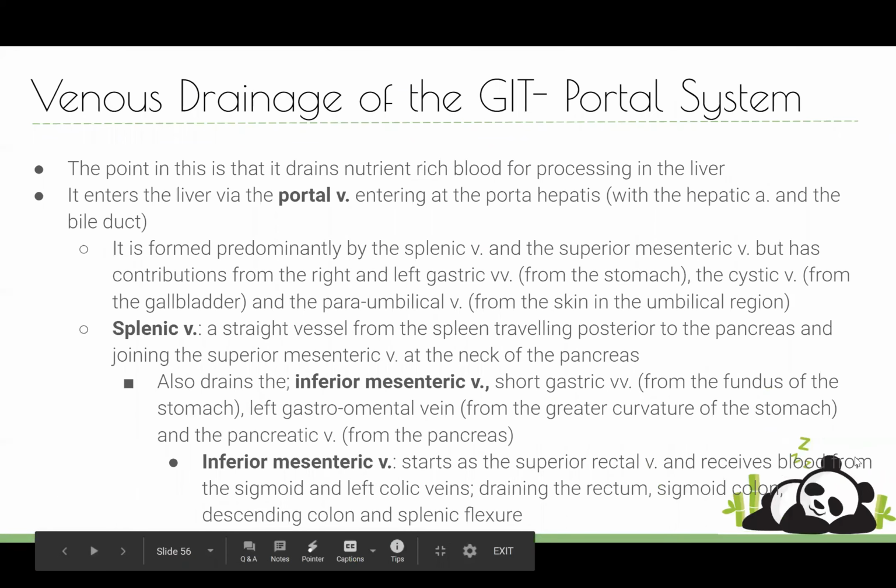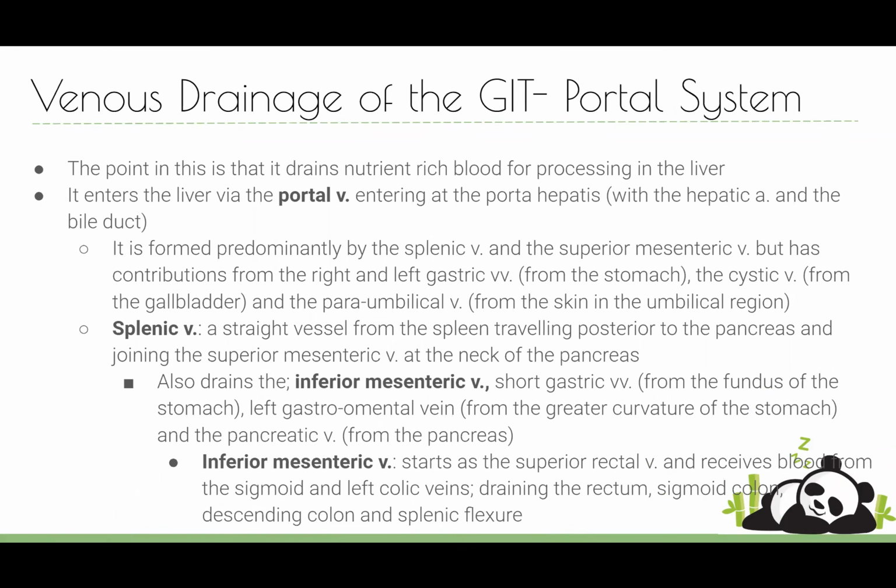Cool. So the venous drainage of the portal system is basically how all of the nutrients absorbed into the blood from the digestive system are processed in the liver. So it'll all go via the portal vein, entering at the porta hepatis, which is where the hepatic artery and the bile duct are, basically. It's formed by the splenic vein and the superior mesenteric vein, but has contributions from all these other random things.